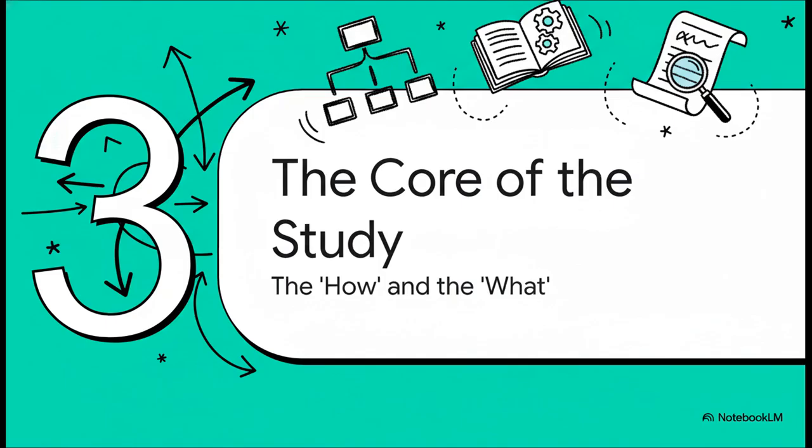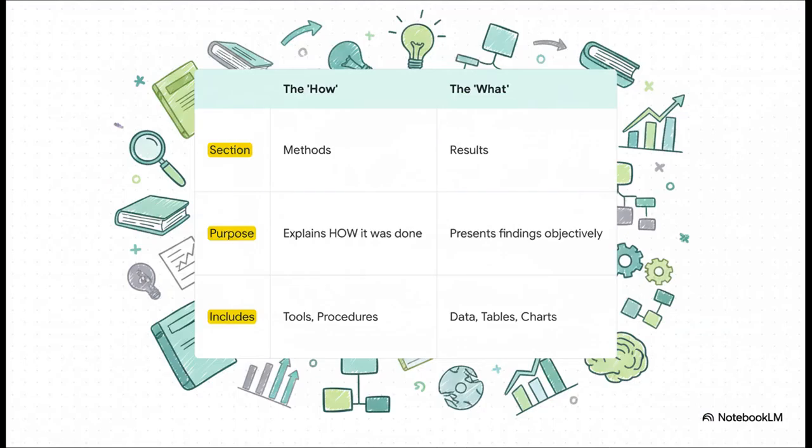Okay, we've arrived at the heart of the journey, the research itself. This is the part where the authors stop telling you what they're going to do and start showing you exactly how they did it and, of course, what they found. This table breaks it down perfectly. The methods section is the recipe. I mean, it tells you everything, who the participants were, the exact procedures, the tools they used, all in so much detail that another scientist could repeat the experiment perfectly.